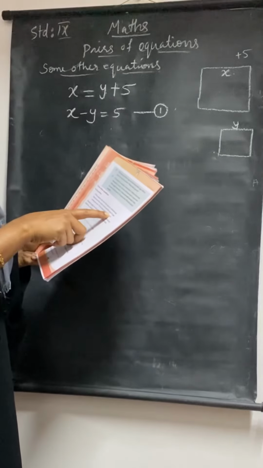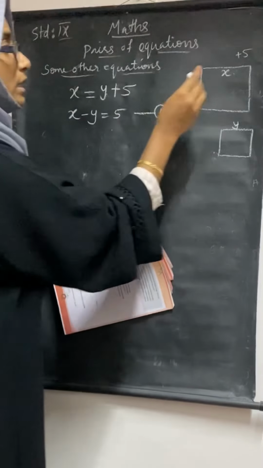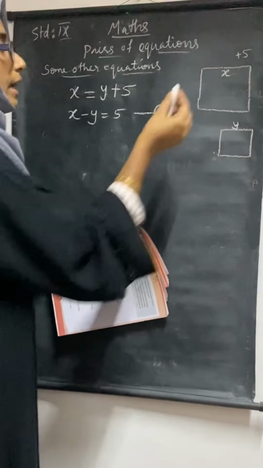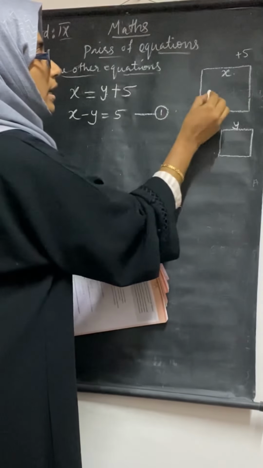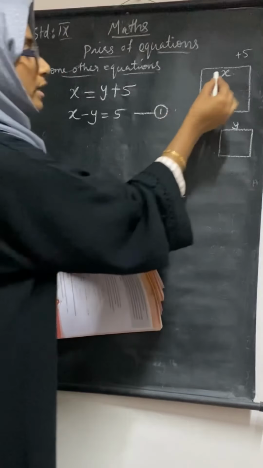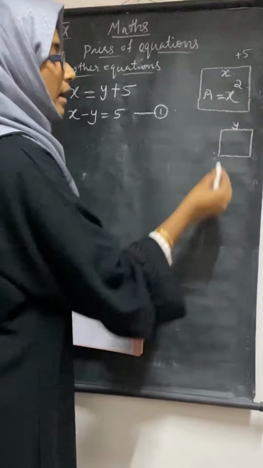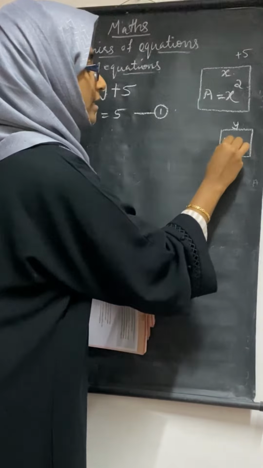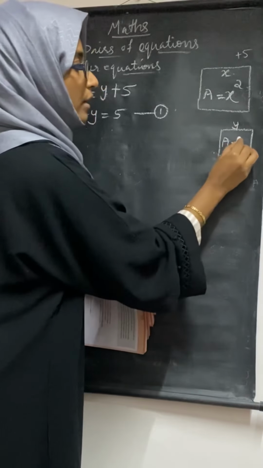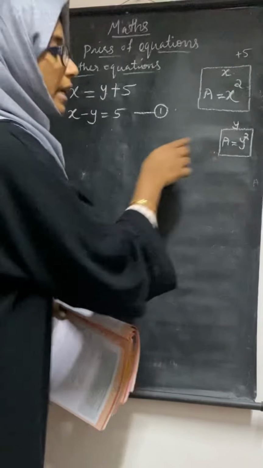The area of the larger is 55 square centimeters more than the smaller. What do you mean by area here? The area of a square is side into side, x into x, which means x square. The area here is x square, and here the area is y into y, y square. So this area is x square and the smaller area is y square.